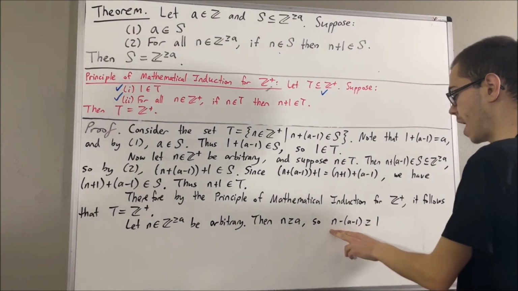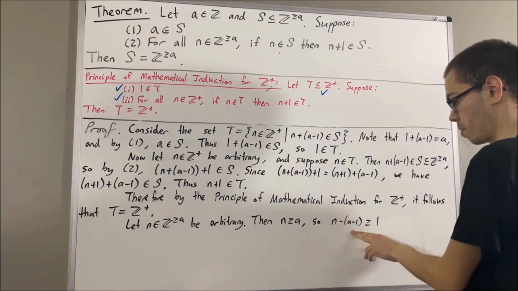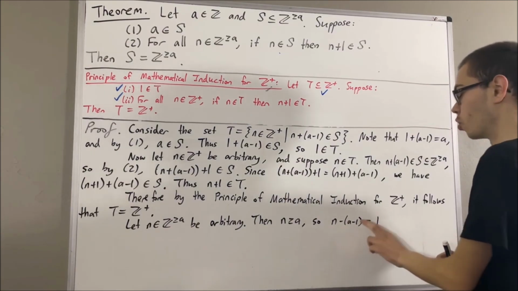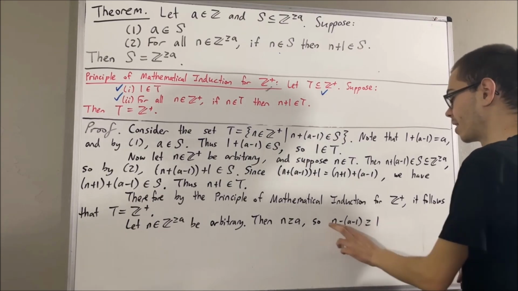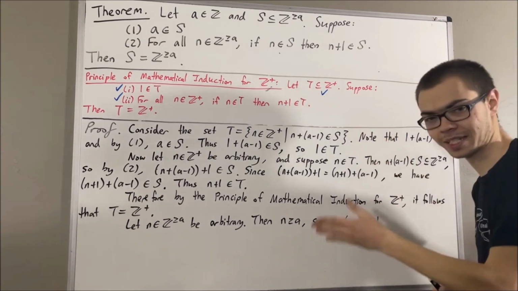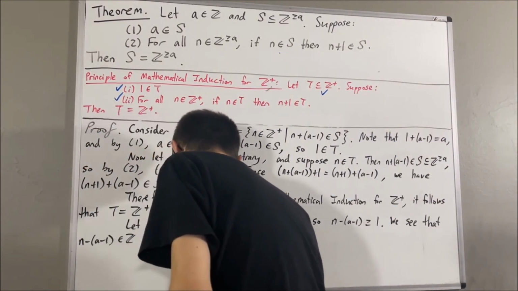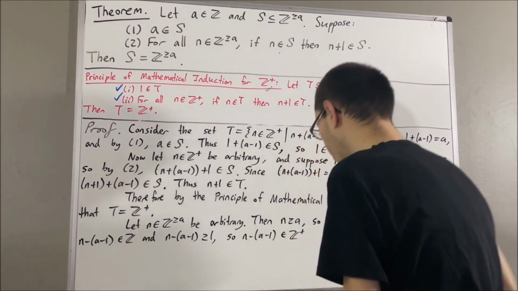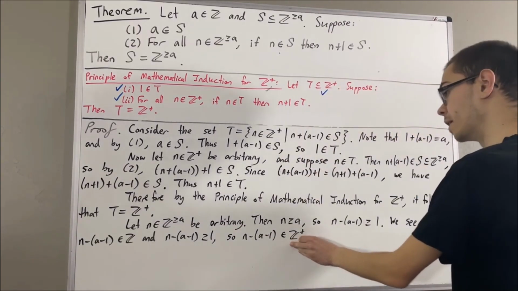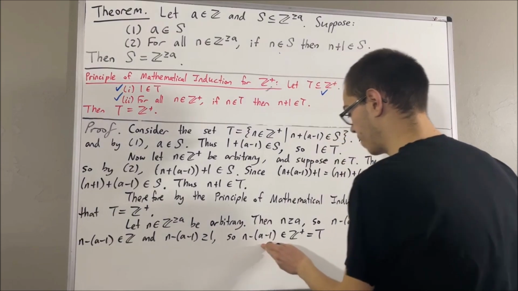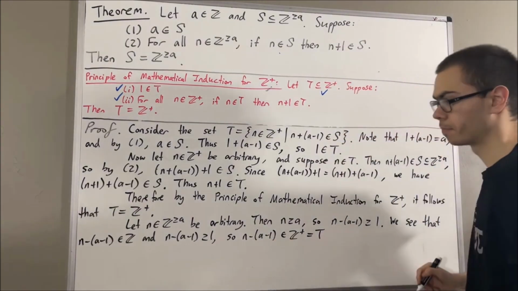Now certainly, n minus (a minus 1) is an integer. So n minus (a minus 1) is an integer greater than or equal to 1. And that tells us n minus (a minus 1) is a positive integer. But the set of positive integers is equal to the set T. So this tells us that n minus (a minus 1) is an element of T.